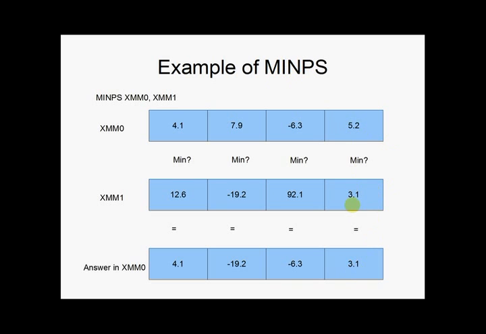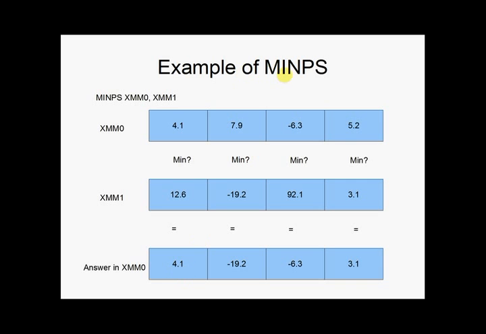So 5.2 and 3.1, what's the minimum? The CPU is going to figure out that 3.1 is the smallest of those 2, so it's going to put that in the answer, right there. Then it's going to move on to the next, negative 6.3 and 92.1. Obviously the minimum of those 2 elements from XMM0 and XMM1 is negative 6.3, so that goes into the final answer. Likewise, we move on, we get 7.9 and negative 19.2, the smallest is negative 19.2. And 4.1 and 12.6, well, the smallest is 4.1.